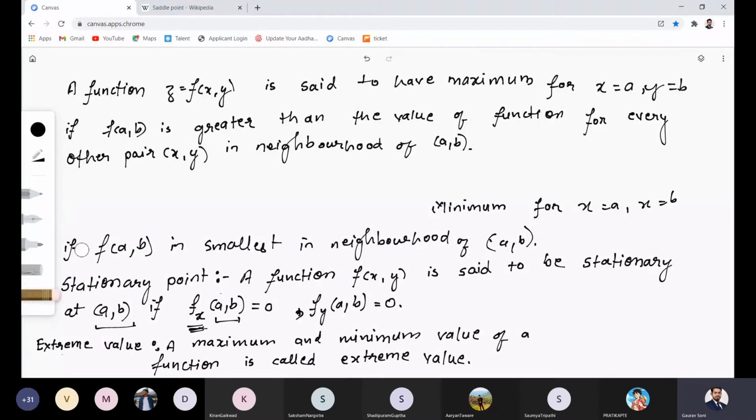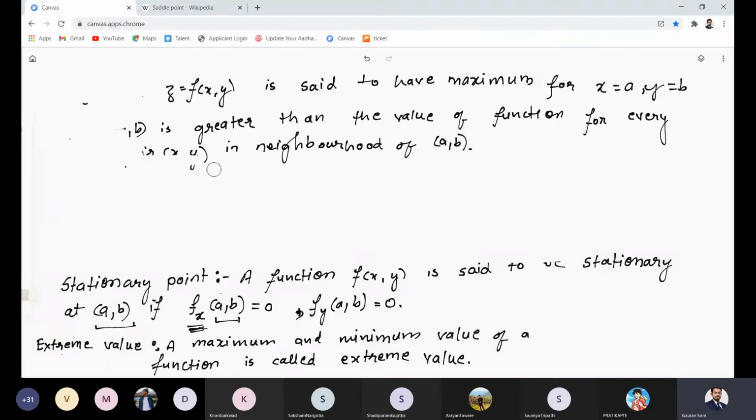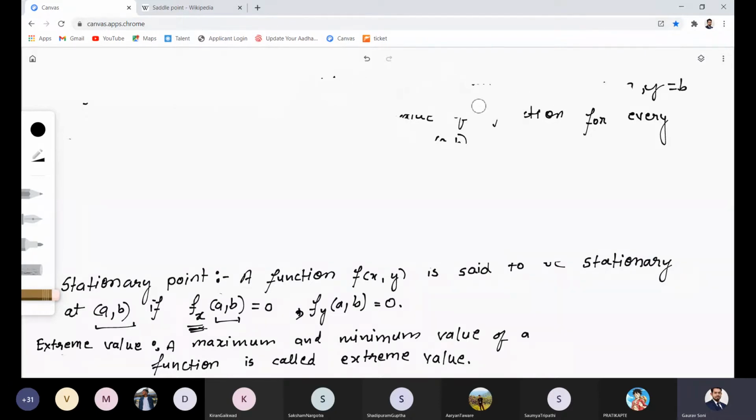Fine. So the first definition is of stationary point, which says that the point a comma b is stationary if at that point both the partial derivatives become 0. The next definition is the extreme value. Whatever the maximum and minimum value you get, that value is called the extreme value. There is a very important theorem which helps us make a proper method to find the points at which you will have extreme value.